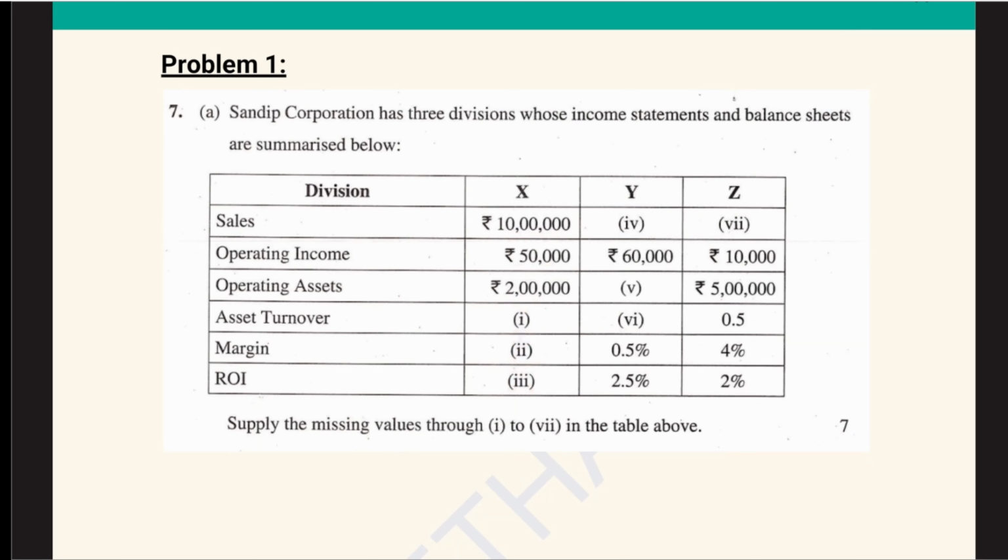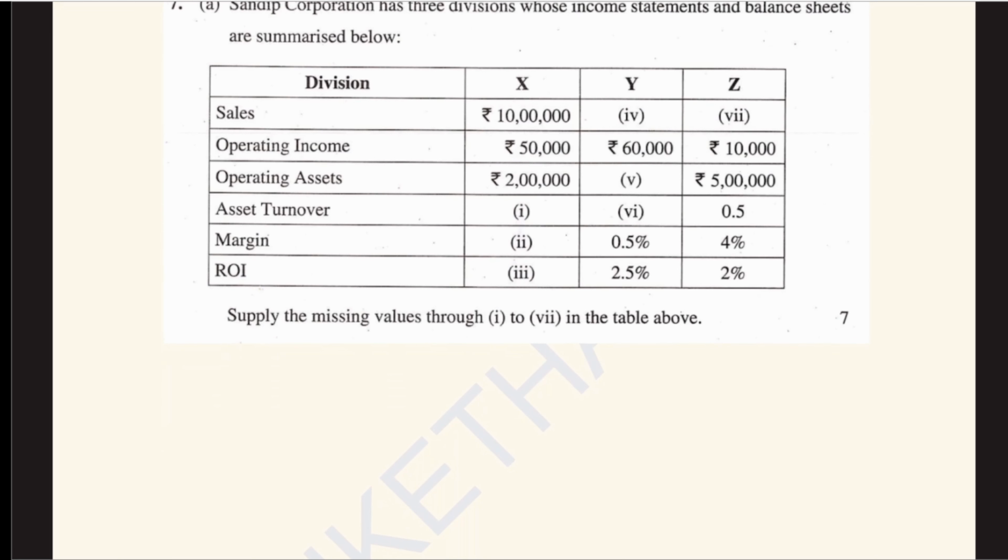So what is the first thing they are asking? Asset turnover of X. So we will start with X. What is the meaning of asset turnover? How to understand it? I have a building, I have a plant of some value, that is my asset. Using that, how much sales am I generating? That means it is sales divided by my assets. This is the formula for asset turnover.